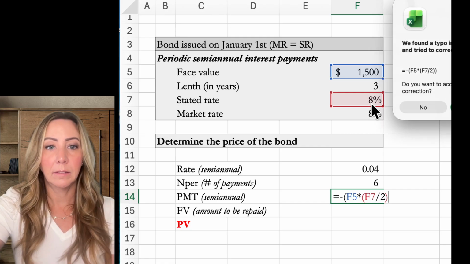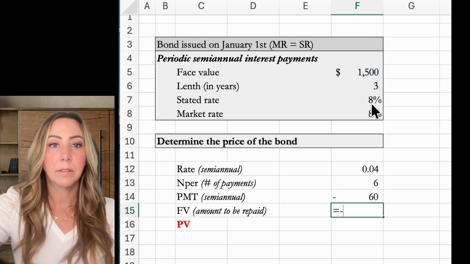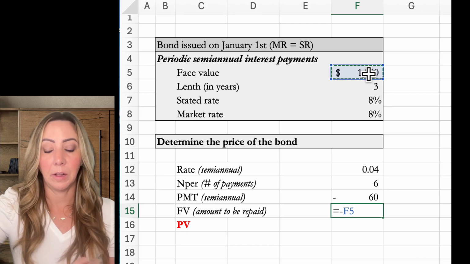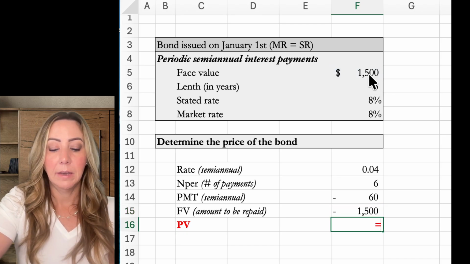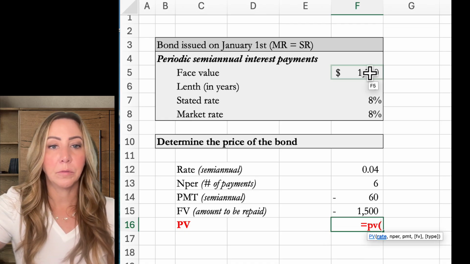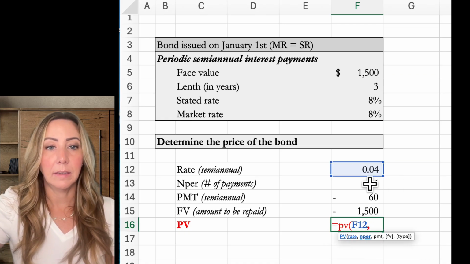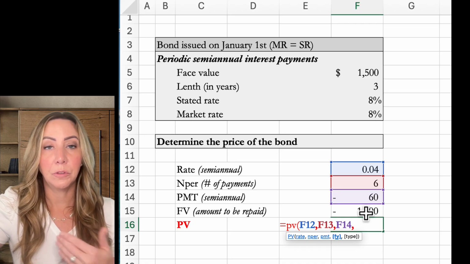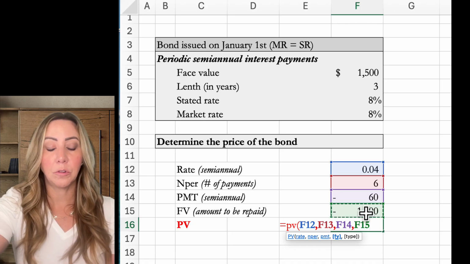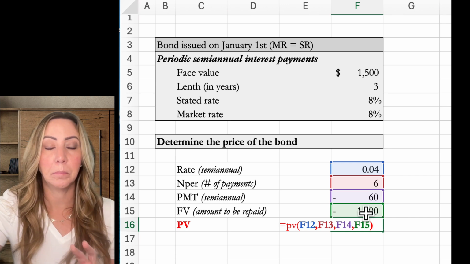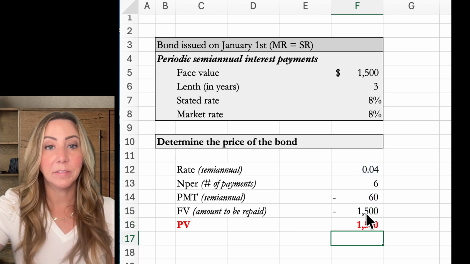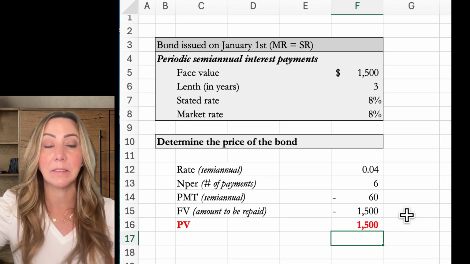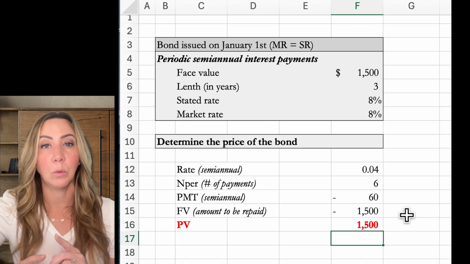And then finally, I need my present value of the future amount that I'm going to pay back, which is $1,500. I'll also make it negative since it'll be a payment. Enter the present value calculation, reference here the rate, the number of periods, the payment, as well as the future payment of the principal. So the interest payment and then the future payment of the principal, calculating both promises at one time. $1,500. So you'll notice the present value of this bond, what I can sell it for, is actually the same as the face value because the market rate equals the stated rate.